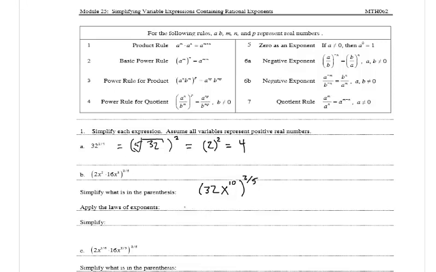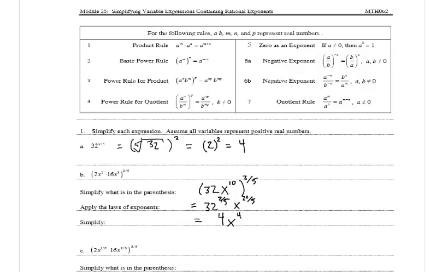And now we want to apply the law of exponents. So I'm going to raise each factor inside the parentheses to the 2/5. So this is equal to 32 to the 2/5 times x to the 20/5, 10 times 2/5. And now we want to simplify. And we saw above that 32 to the 2/5 is equal to 4. And x to the 20 divided by 5 can be rewritten as x to the 4th.